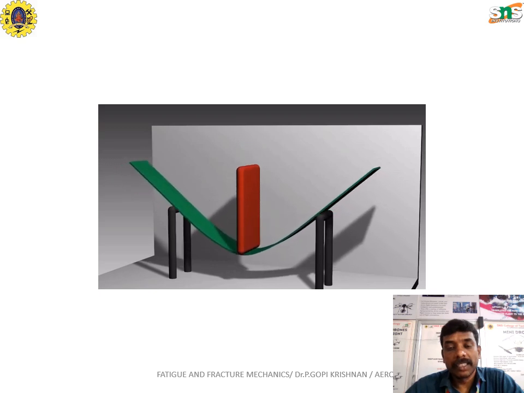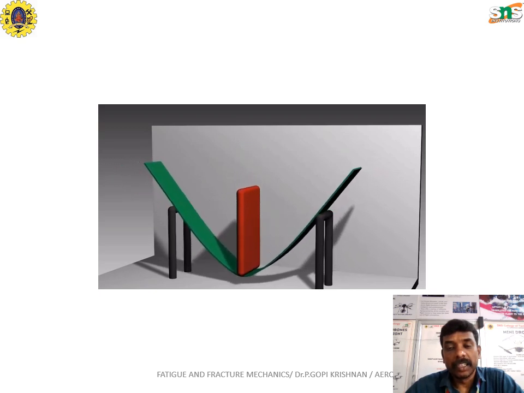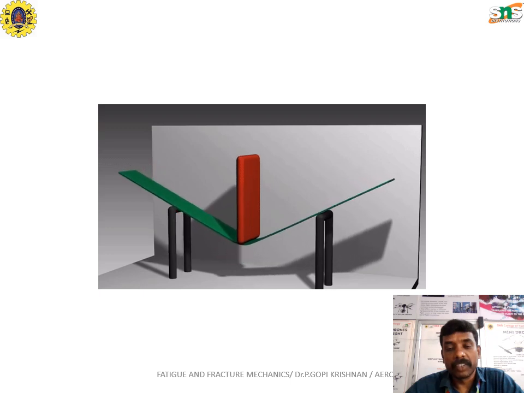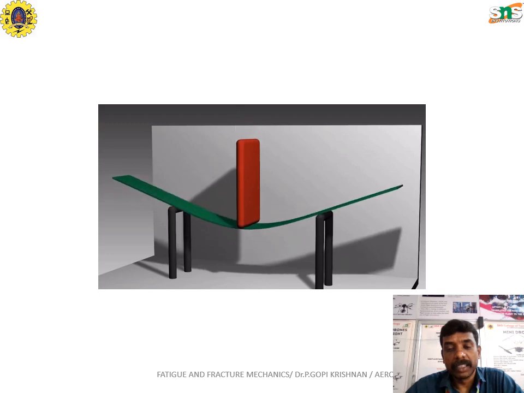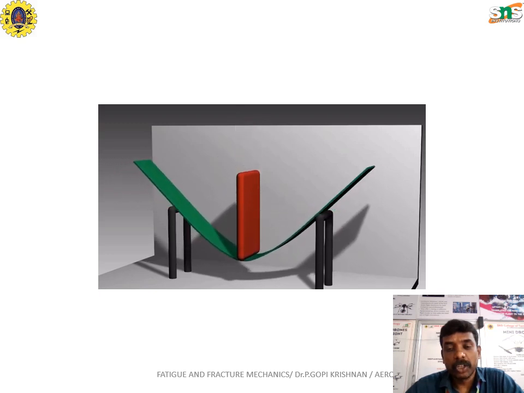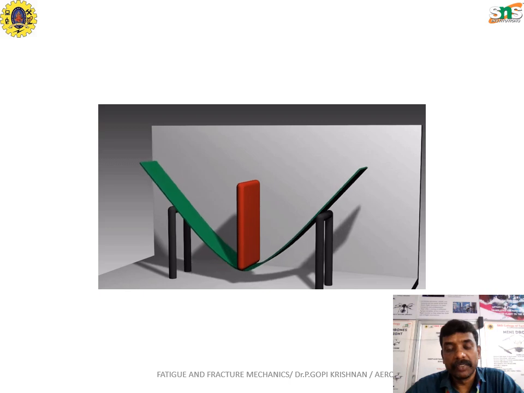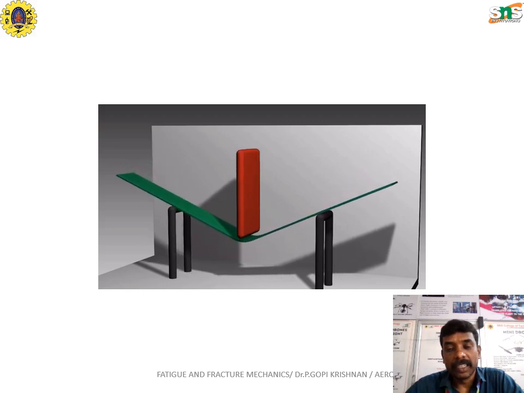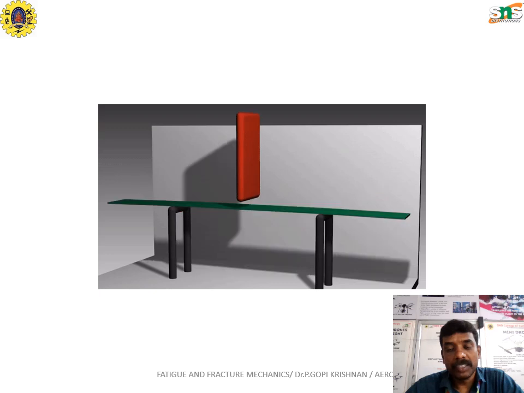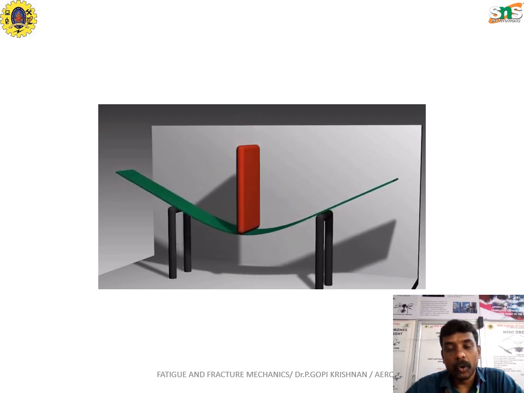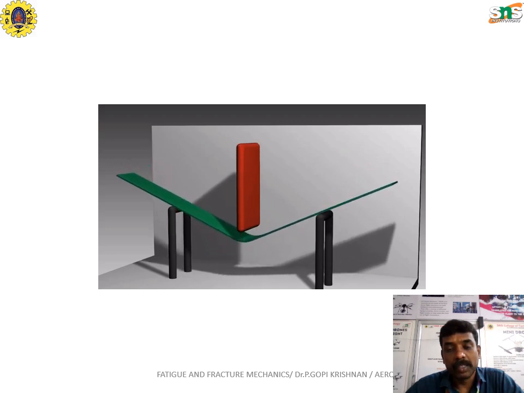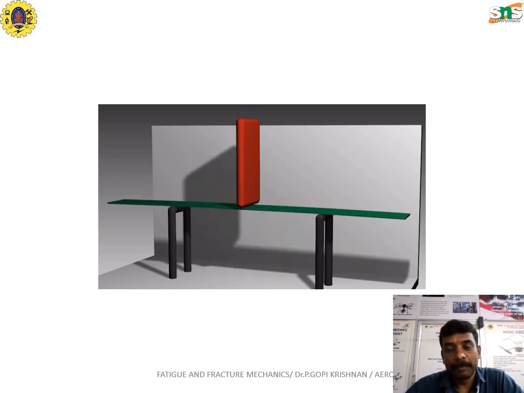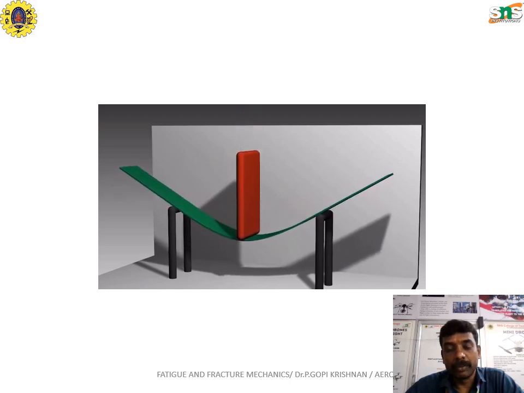Just imagine this is a picture in which a different kind of load is acting over the given specimen. The specimen is given in green color, which is nothing but a flat sheet, and there is another specimen given in red color, which is called a ram or punch. If the ram or punch is applied over the given component, which is supported by two supports at a distance between them, it can experience a different kind of loading.